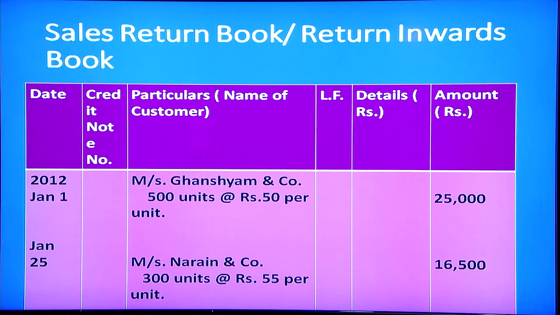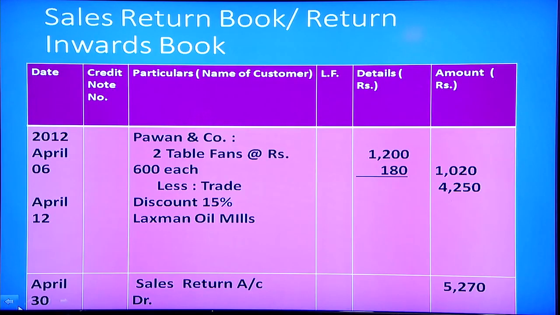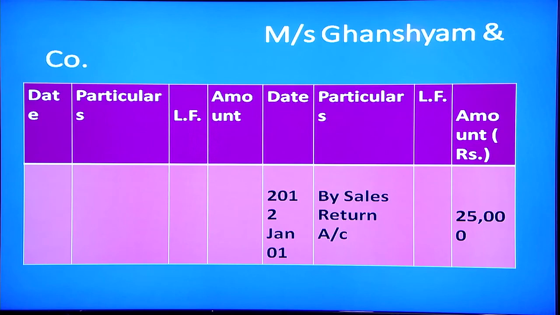Then Messrs. Narain and Company, January 25th, 300 units at rupees 55 per unit. That is 300 into 55, 16,500. And the total will come as the last item in the sales returns book. And here we have one more sales returns book. You can have a look at it because I have already mentioned clearly how we have to write these details. Now, how we will post the sales returns book items.